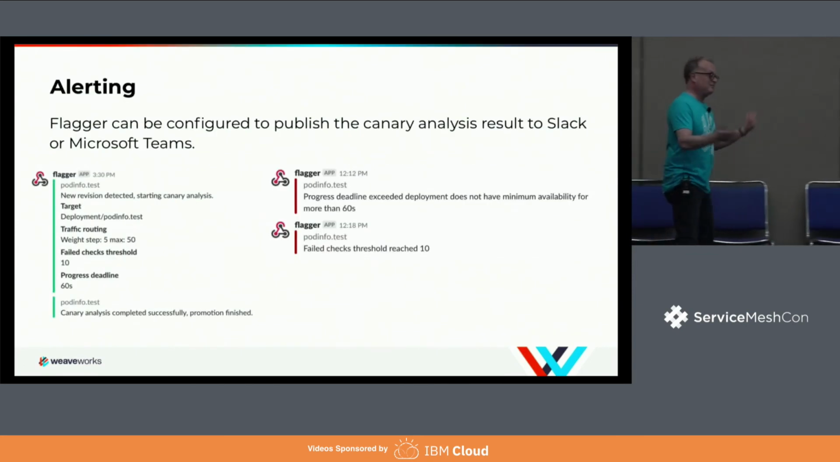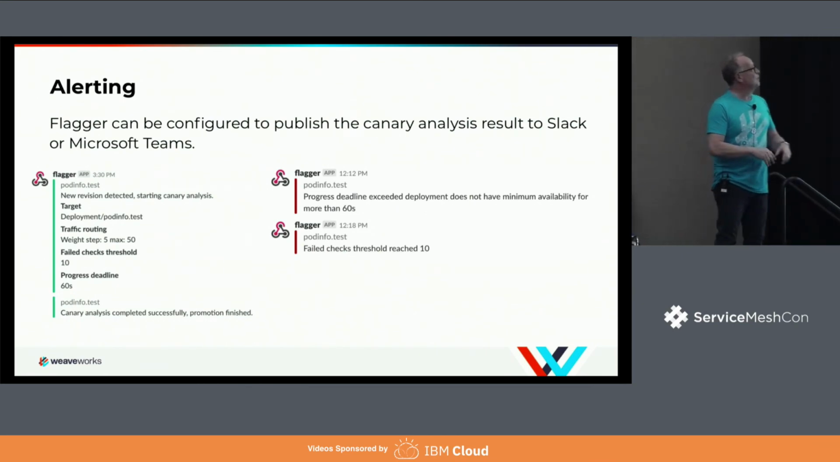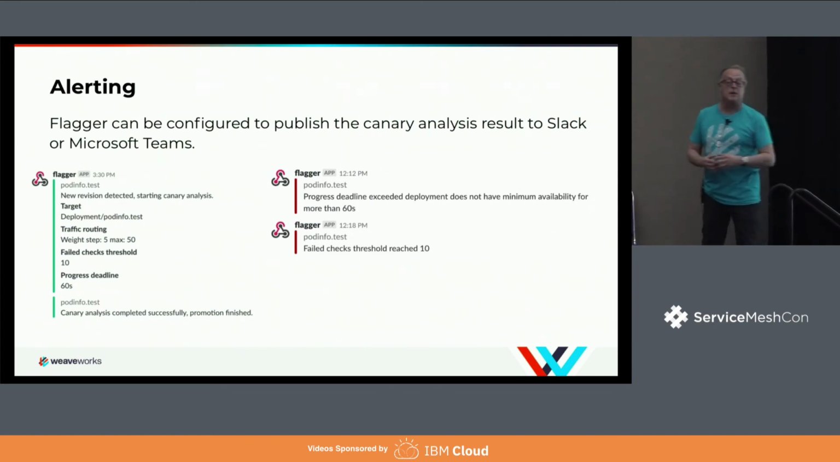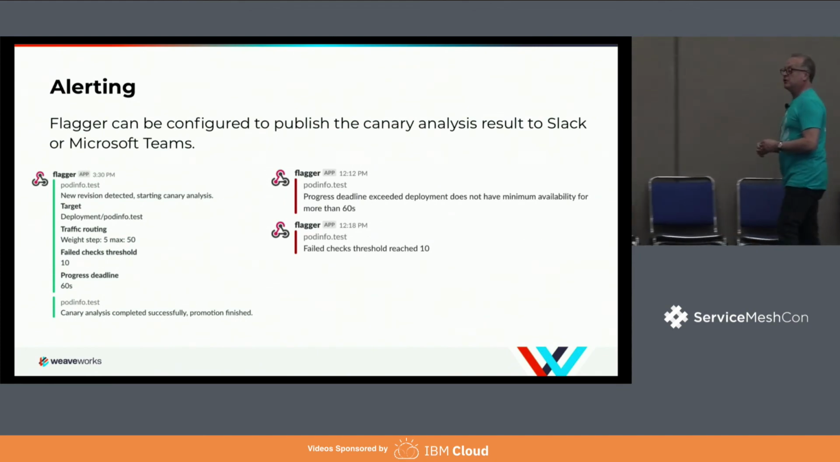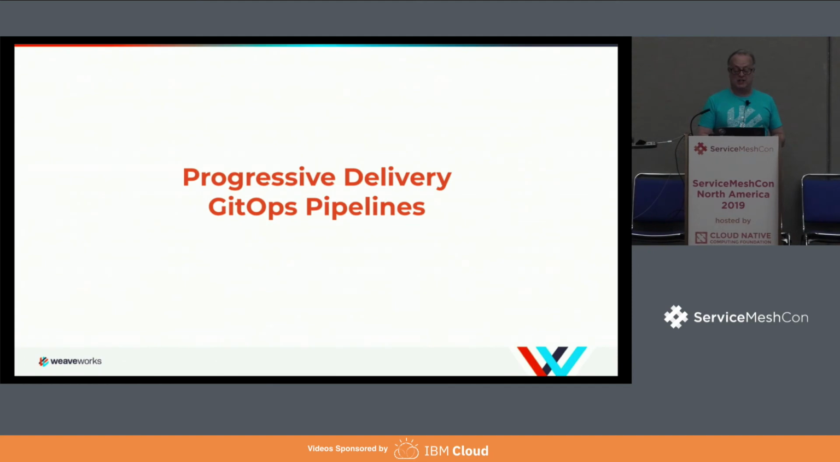Obviously, Flagger has a bunch of built-in stuff, but for the most part, alerting is done nicely. Email's obviously one of the choices, but for real-time alerts, Slack and Teams seem to be the most common.